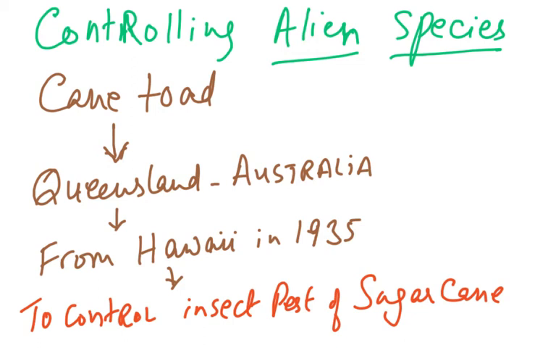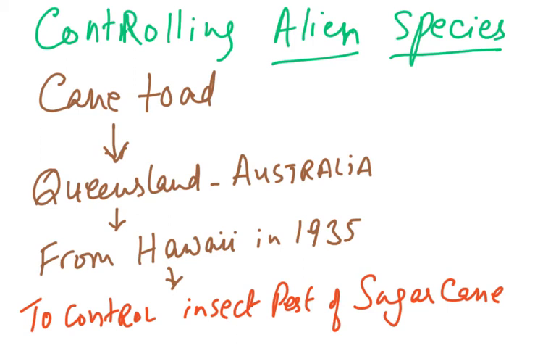Perhaps the most notorious introduction is the cane toad. Introduced to Queensland, Australia from Hawaii in 1935 to control an insect pest of sugarcane. Now they were brought in, these toads, thinking that they would eat the insect pests which used to destroy the sugarcane crop.